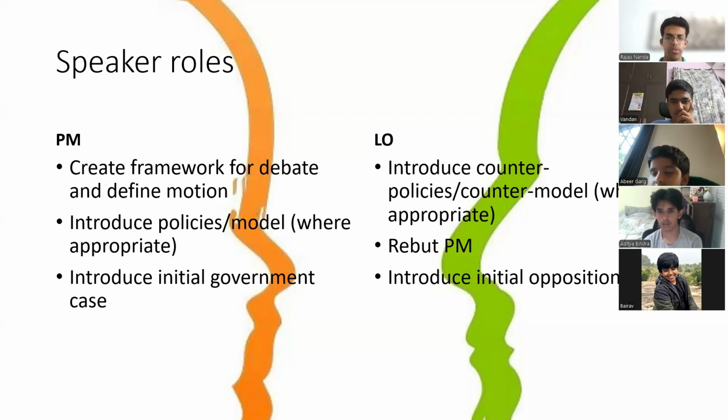On the other side, you have the opposition and their first speaker. The main objectives here are relatively simple. They have to deconstruct the government's first speaker's speech and their arguments, since that's the speaker that's gone right before them, and they introduce their own opposition arguments. And the last thing here, which talks about a counter model, I'll go into that a bit more.